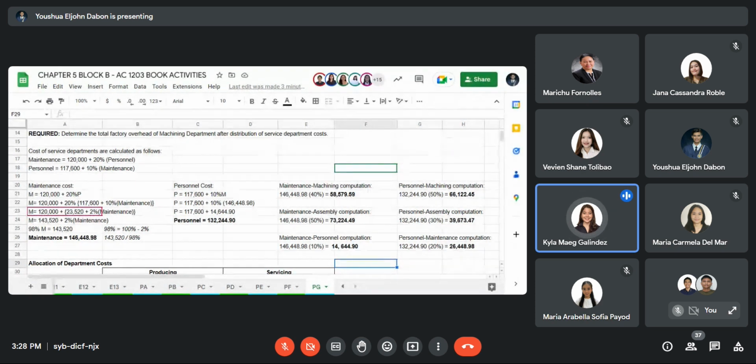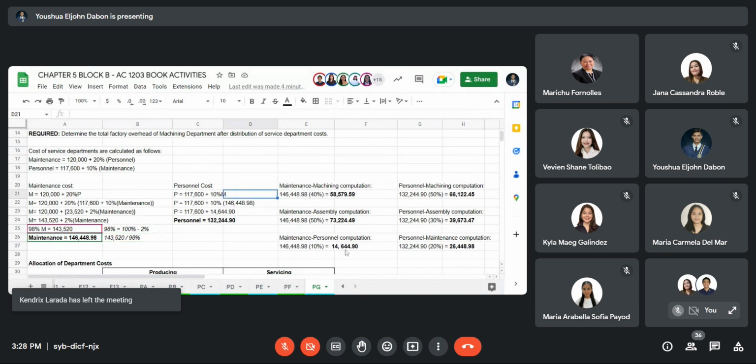And then we're going to transpose 2% to the left side, and then 100% minus 2%, we get 98%. So for 100%, we get that from the service provided from the maintenance and personnel. And to get the maintenance cost, 143,520 divided by 98%, we get a total of 146,448.98.